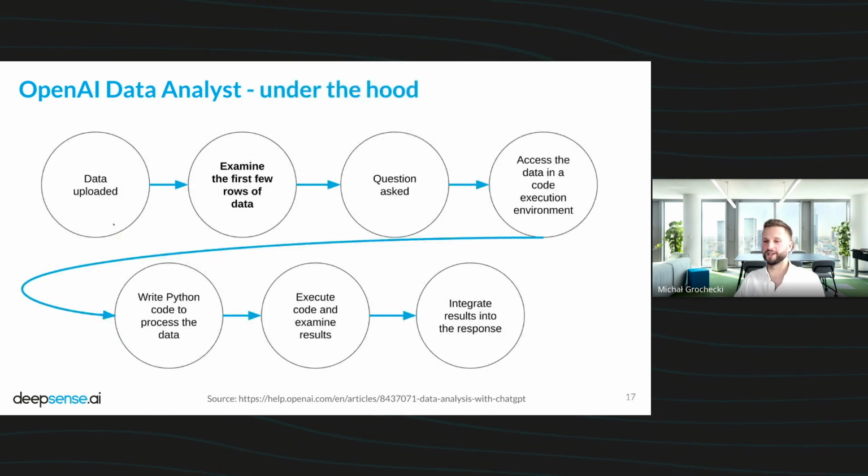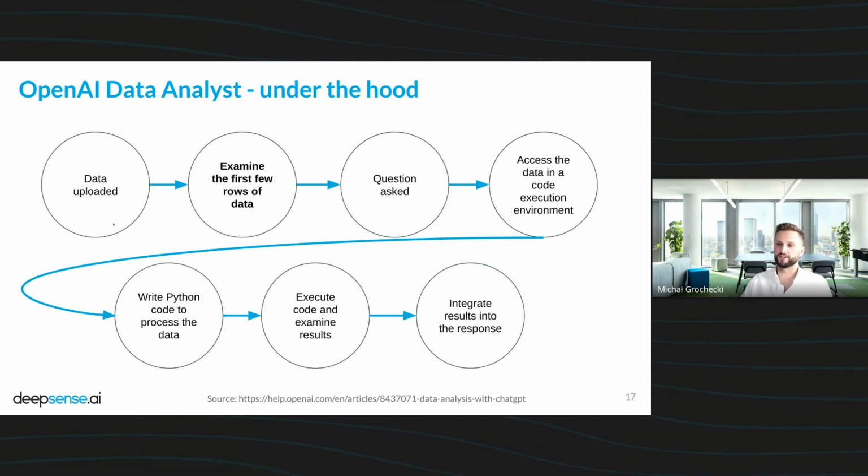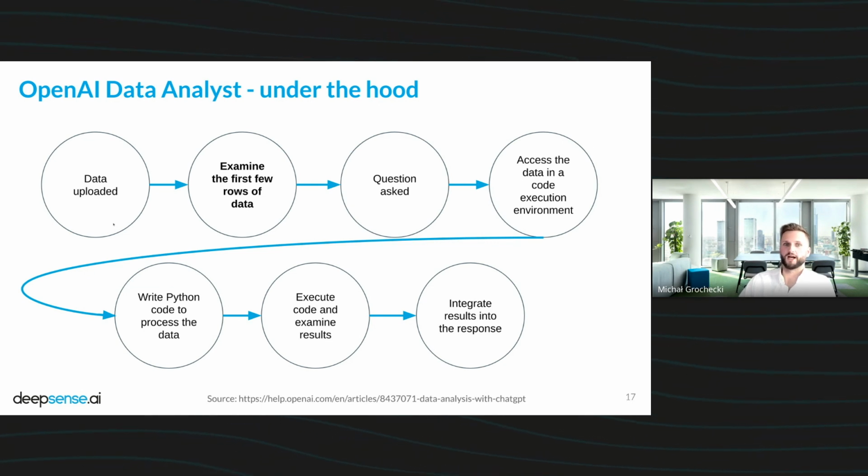So when you upload structured data, ChatGPT starts by examining the first few rows of the data to understand the schema and types of values which may exist. This is crucial information, as the fact that we do upload part of our data to the model can be a deal breaker for some. So when you ask questions about your data, GPT performs the following steps. It accesses the uploaded data in the code execution environment, writes Python code to process the data and to produce the required analytical output. It executes the code, examines the results, and integrates the result into the response that we see in the chat window.